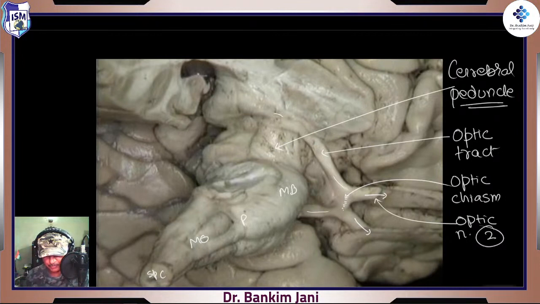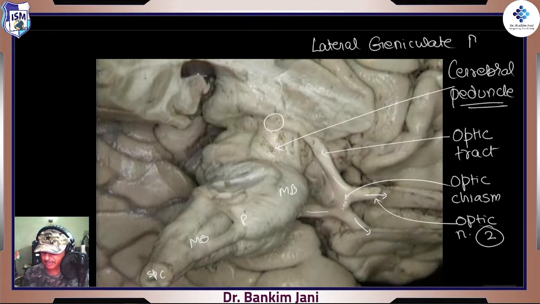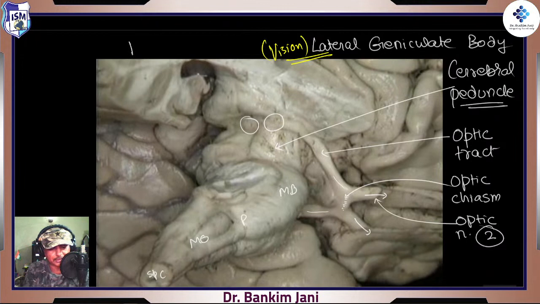One specific body, and this portion, remember, is called the lateral geniculate body, because tomorrow when we'll be talking about this nerve in more detail, this thing would come. So this is the lateral geniculate body. Remember, lateral geniculate body is for vision, right? Now, if there is a lateral geniculate body, there has to be one more, that is the medial geniculate body, right? This round structure that we are watching is the medial geniculate body, right?